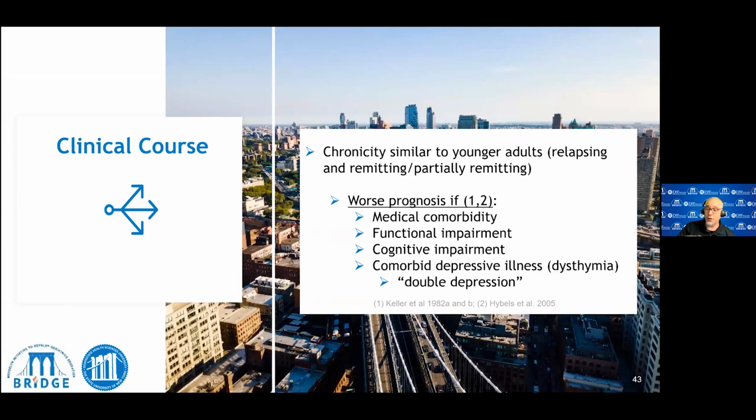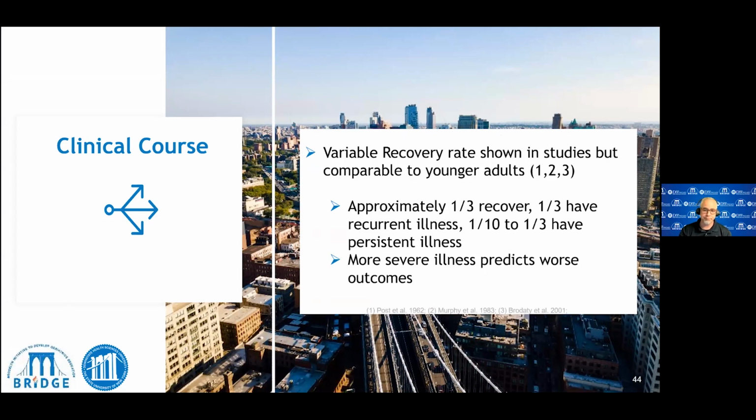And the clinical course, though, is similar to younger adults. It's relapsing and remitting or partially remitting. And there's a worse prognosis if the depression is combined with medical comorbidity, functional impairment, cognitive impairment, or other depressive illness like dysthymia, which we call double depression. So approximately a third of older adults will recover, a third will have recurrent illness, and somewhere between 10% and 33% have persistent illness. And again, more severe illness predicts worse outcomes.